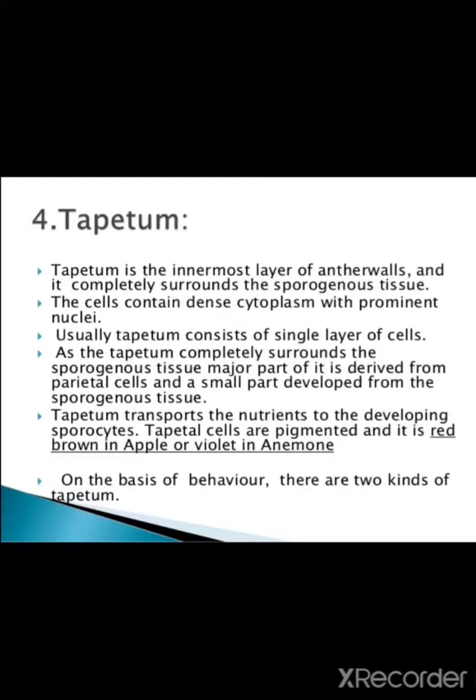Tapetum transports the nutrients to the developing sporocyte. This is the major function of tapetum. Tapetal cells are pigmented, and it is red-brown in apple or violet. On the basis of behavior, there are two kinds of tapetum. Tapetum is divided in two types.